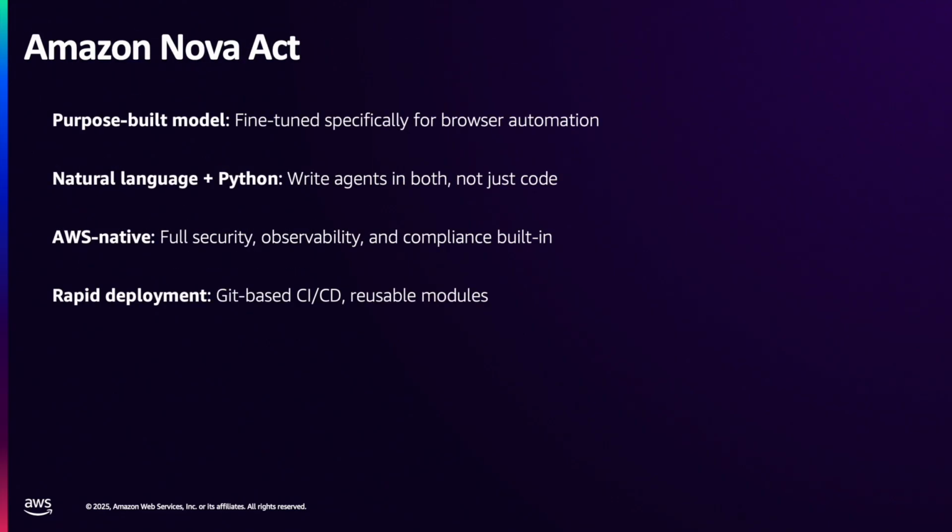Our second approach is Amazon Nova Act, AWS's new production-ready browser automation solution. Nova Act uses a purpose-built model that's been fine-tuned specifically for browser automation using reinforcement learning. Instead of writing detailed code, you can use natural language combined with Python to tell it what you want to accomplish.